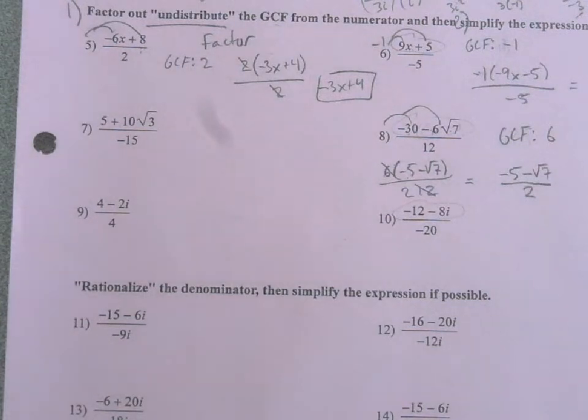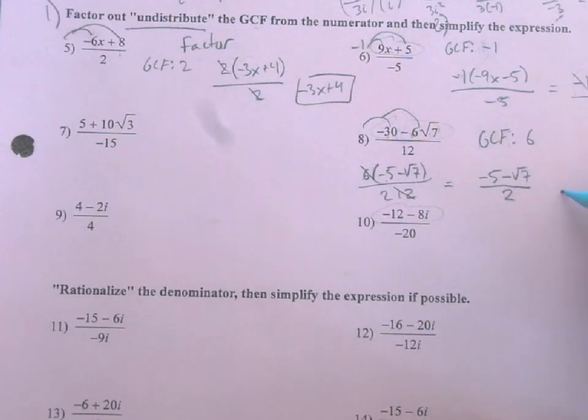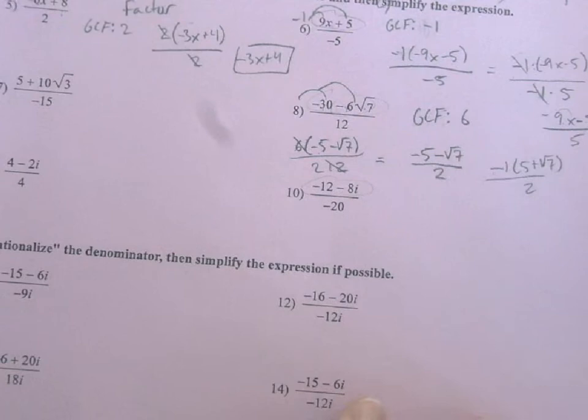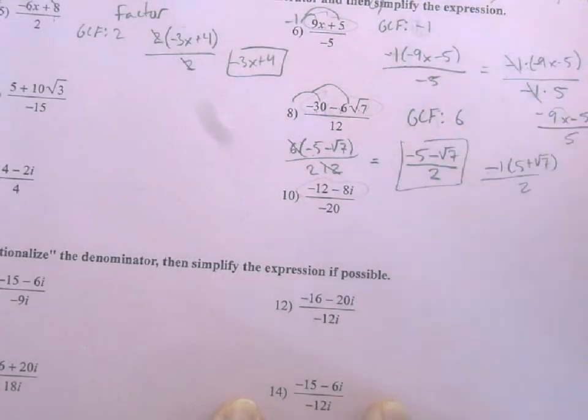So if you factored out the negative, you could do that. One way to write that would be to write negative 1 times 5 plus root 7 over 2. So you could kind of put some parentheses in there. But I think this is probably the better way to write it in this case.